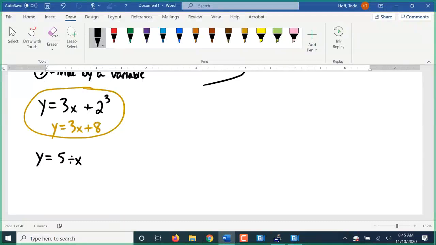Y equals 5 divided by x. Well, we're dividing by the variable. That we can't have. Y equals 2 over x. Well, once again, it's a different form, but we're dividing by the variable. It's 2 divided by x. Will not form a line.